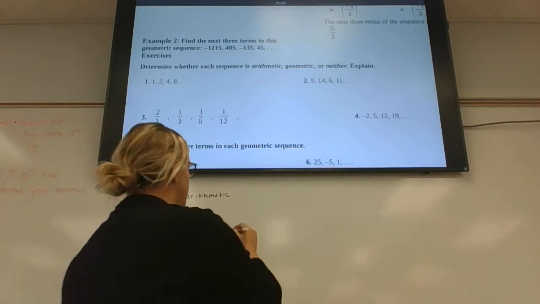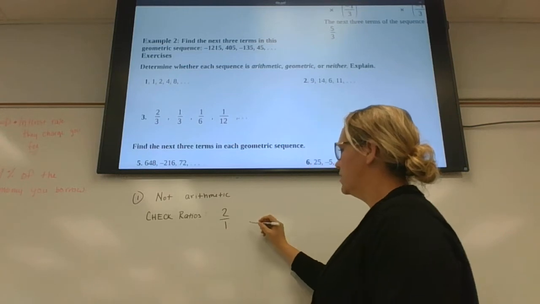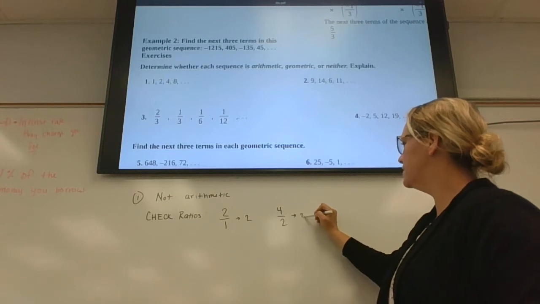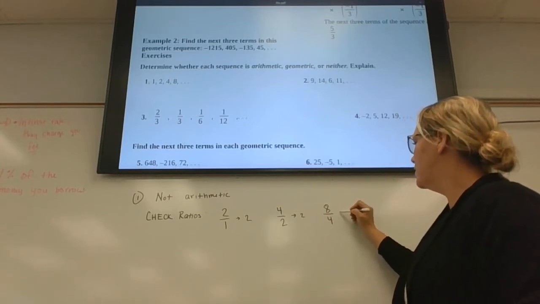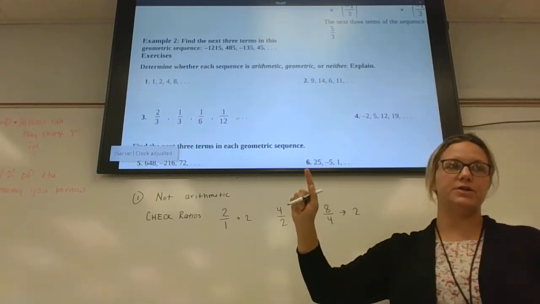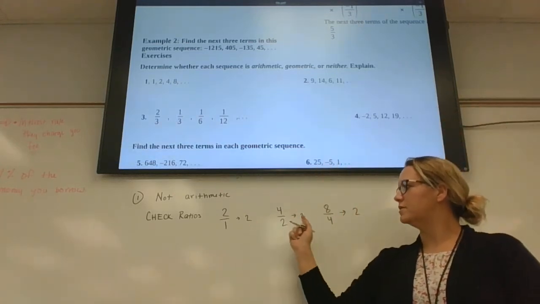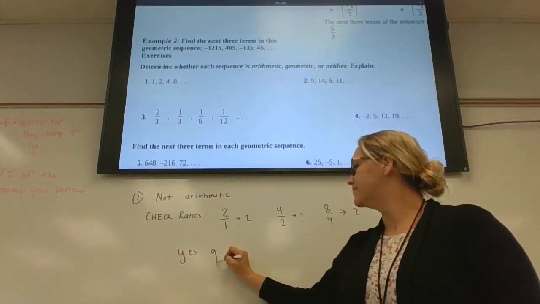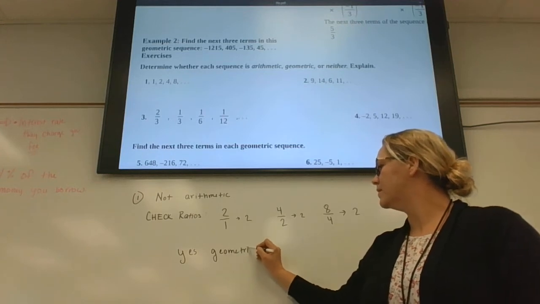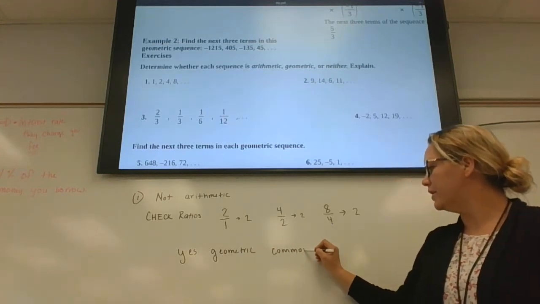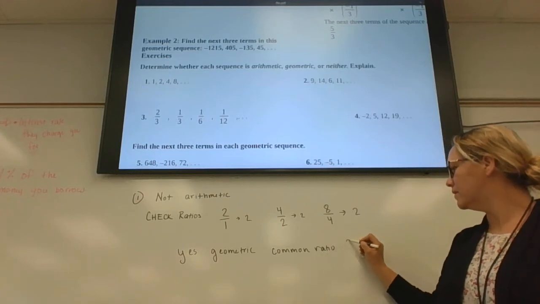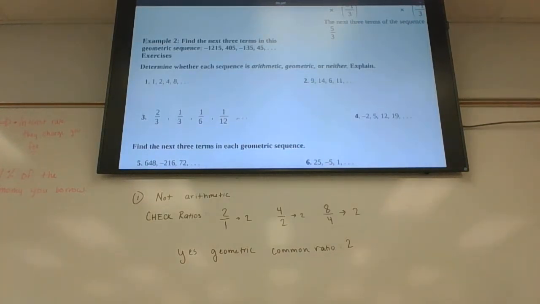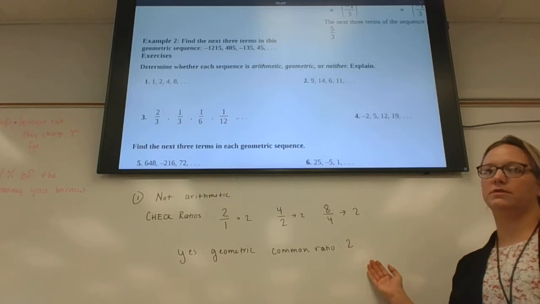So checking ratios means I'll put 2 over 1 and simplify it. I'll put 4 over 2 and simplify it. And I'll put 8 over 4 and simplify it. So when I put each term over the previous, if it equals the same thing every time, you say yes, geometric. And we know that the common ratio is 2. And so if we had to write an equation, it would be an exponential equation and the base would be 2.